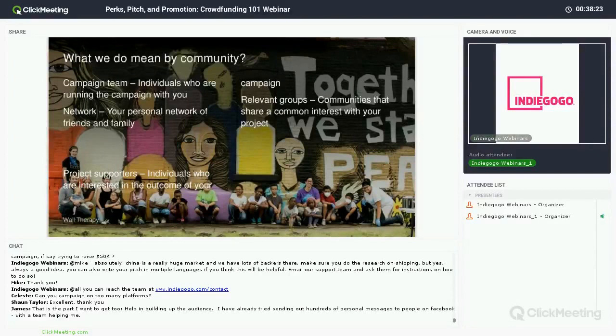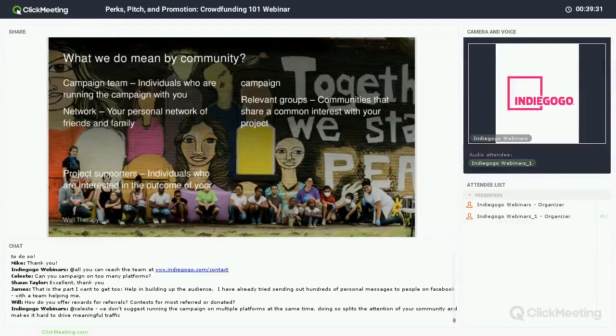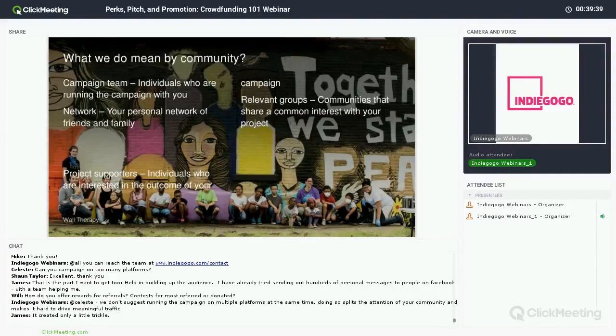Then there's going to be project supporters. So people who are interested in the outcome of your campaign. So these are people who you don't necessarily know yet, but again, these are kind of your target market people, right? Folks out there in the world who would actually be really interested in your project or your product if they knew about it. So those are the folks that you're going to need to go and find.